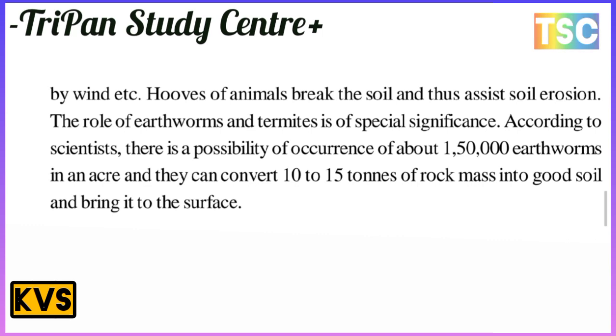According to scientists, there is a possibility of the occurrence of about 150,000 earthworms in an acre, and they can convert 10 to 50 tons of rock mainly into good soil and bring it to the surface. This is the importance of animals in weathering.